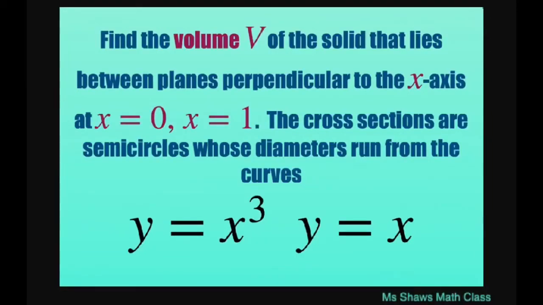Hi everyone, we're going to find the volume of the solid that lies between the planes perpendicular to the x-axis at x equals 0, x equals 1. The cross sections are semicircles whose diameters run from the curves y equals x cubed and y equals x. I'm going to do a sketch of this, try to make it as big as possible so we can see.